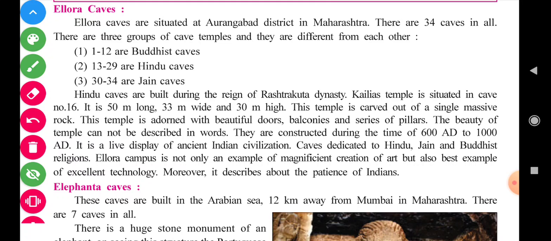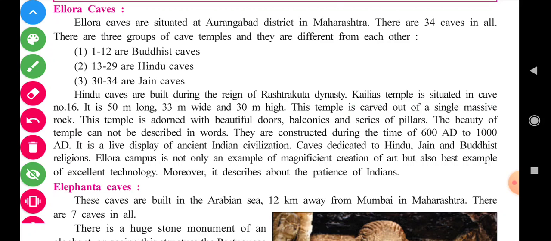So student, total number of caves are 34, which is known as the Ellora caves, among which the first 12 caves are Buddhist caves, last 4 caves were Jain caves, and in between them are the Hindu caves. Rashtrakuta dynasty is the dynasty in which the Hindu caves were built. Kailas temple is situated in cave number 16.